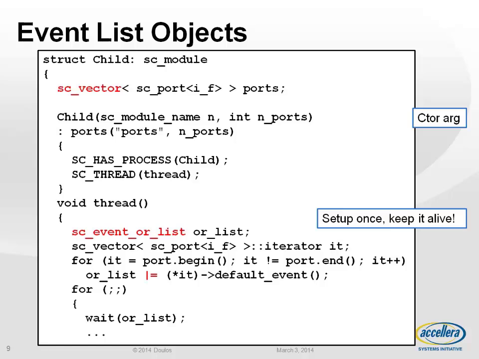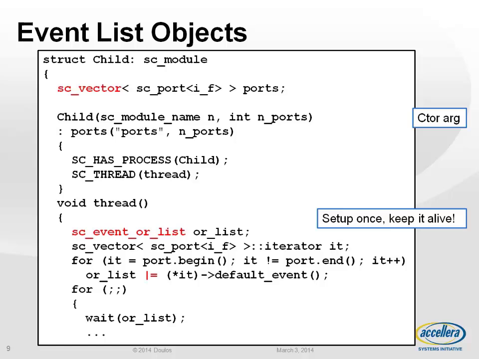So the actual number of elements in the port is determined at construction time, right? When we construct this module, we're looping through that port. We are picking up the default event of each port, which is part of the SC interface, and then using this built-in or overridden or overloaded operator to OR each of those elements into our OR list. And then in the body of our SystemC thread, we can wait on the OR list.